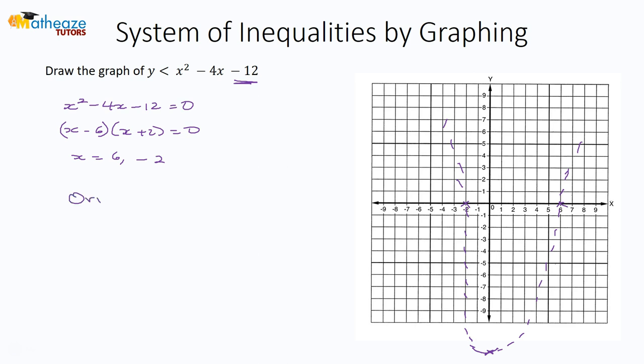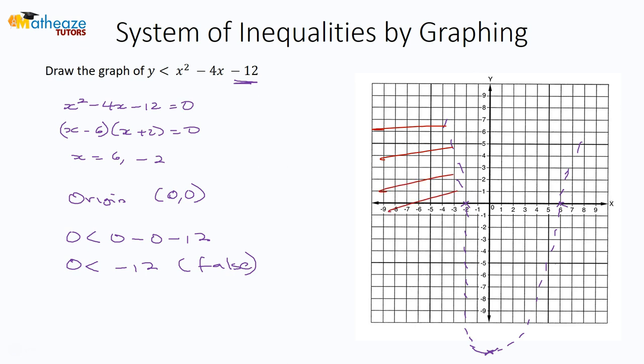And we're going to use the origin test. The origin test means that we're going to look at 0, 0 and see whether the point 0, 0 is part of the region that satisfies this inequality. So we have 0 is less than 0 minus 0 minus 12. So it says 0 is less than negative 12. This is false. So every region within the graph that has the origin does not satisfy the inequality. So we're going to shade the portion of the graph that does not contain the origin. This is the region that satisfies the inequality.